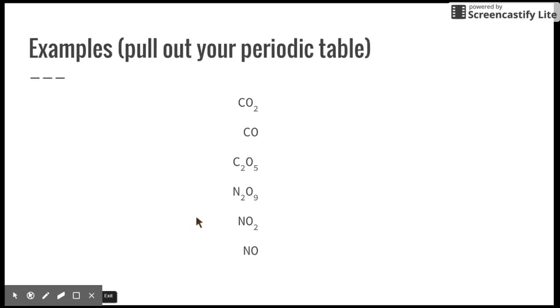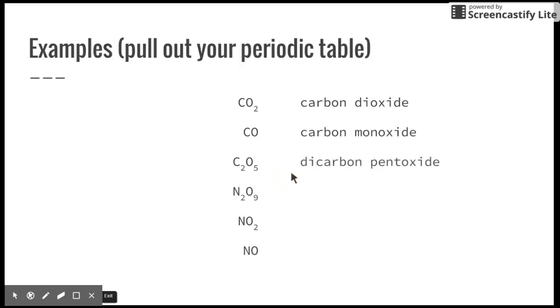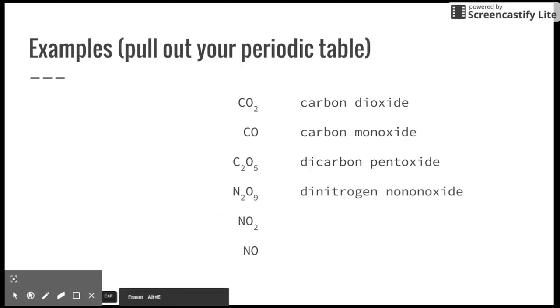Here's CO2. That's carbon, just one of them, and it's the first one, so we don't use mono, just carbon, and then there's 2 oxygens, so that's carbon dioxide. How about this one? Carbon again, but this time it's monoxide. This one is dicarbon, because there's 2 carbons, and then pentoxide. This one is dinitrogen monoxide. I kind of screwed up here. It's just monoxide, not mono monoxide.